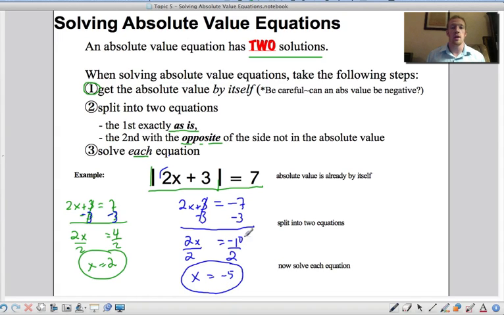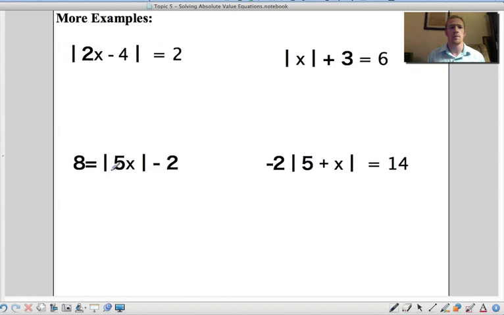Alright, so I went through on that one nice and slow. I'll do a few more examples so you can see some of the other things that can happen. So, is it already isolated? Yes. So we make our two equations. Very similar to what we just did.